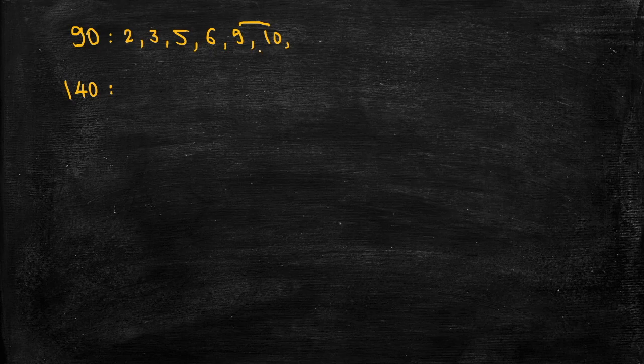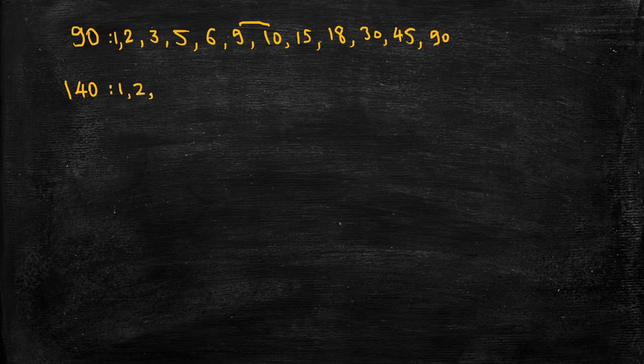So 9 times 10 is 90, and then we'll have 6 times 15, and 5 times 18, and 3 times 30, and 2 times 45. We also need to write down the number itself, and I should have written 1 at the beginning here as well. Okay, so those are the factors of 90, and then we can do a similar thing for 140. I'll remember to write the 1 in this time.